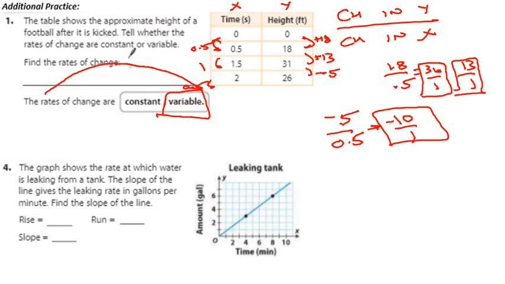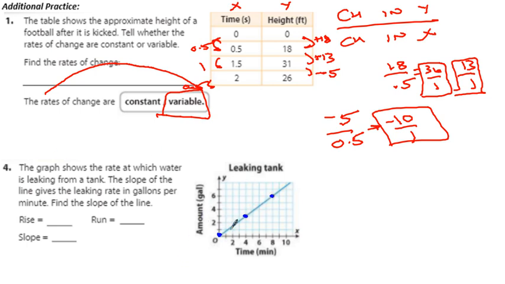So that's that. Look at this one. See if you guys can find the rate of change of this graph on your own. See if you can count the rise and the run from this point to this point, or you can go from the origin. You can go from this point to this point. Count your rise, count your run, and see if you can find the slope of this line.